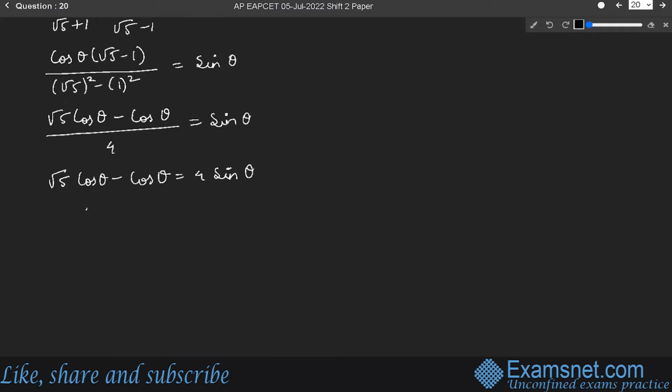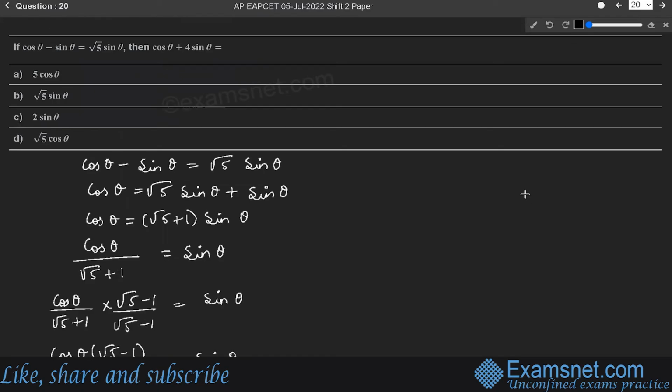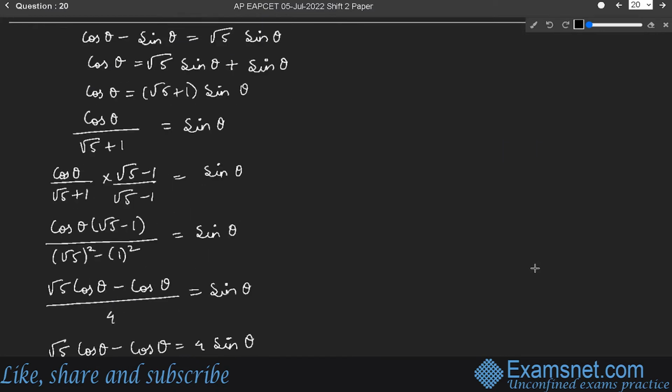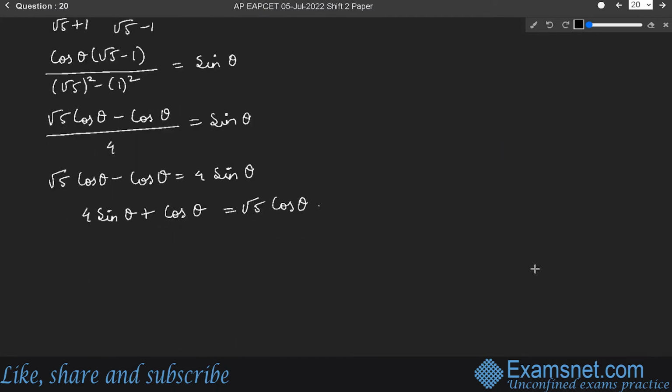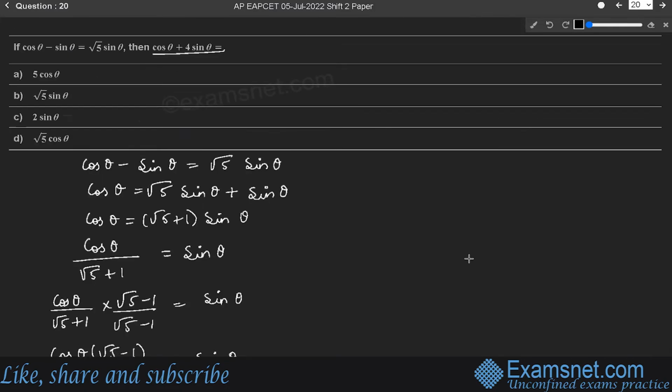It can be written as 4 sin theta plus cos theta is equal to under root of 5 cos theta, and this is the value that we have to calculate. You can see that in the question we have to calculate cos theta plus 4 sin theta, and we have got the value, which is cos theta plus 4 sin theta is equal to under root of 5 cos theta. So we can say that the correct option here is option number D.